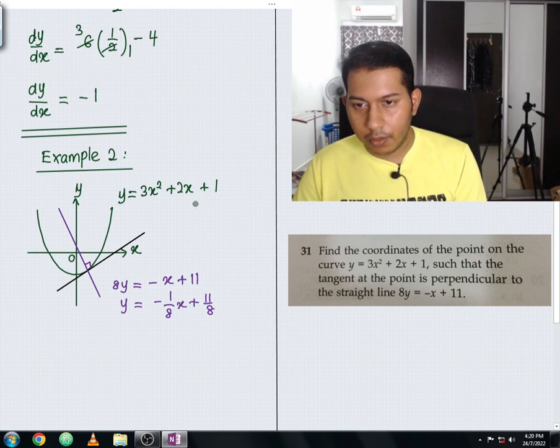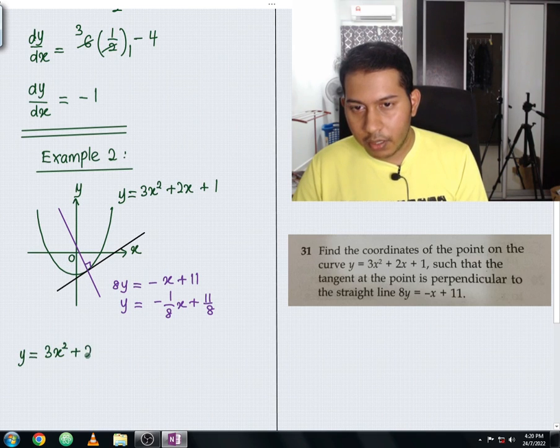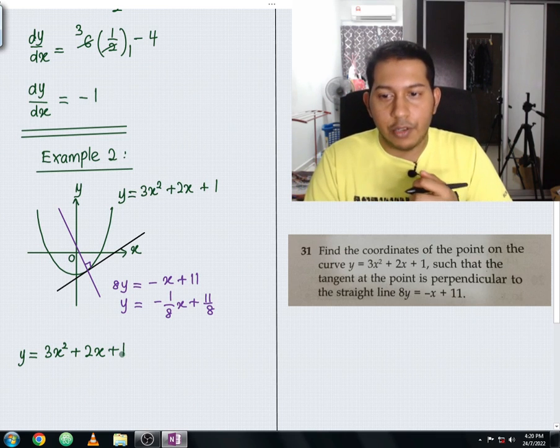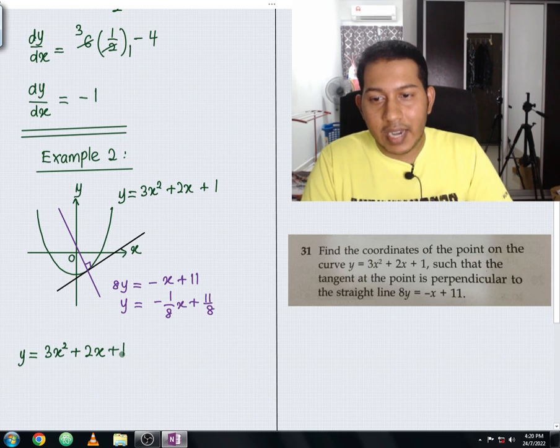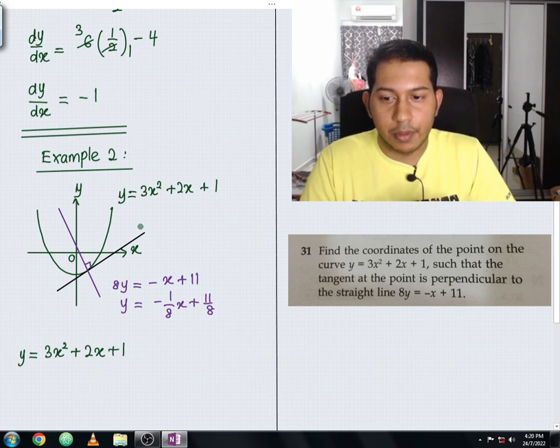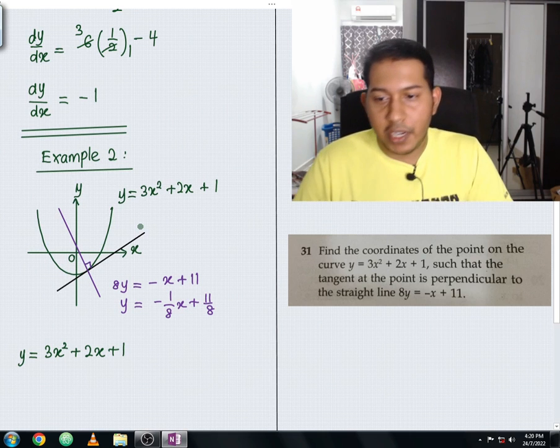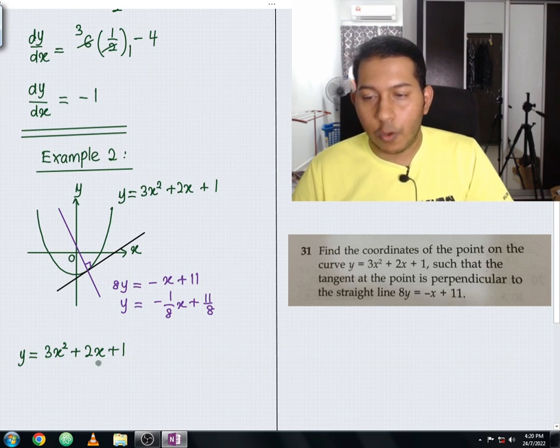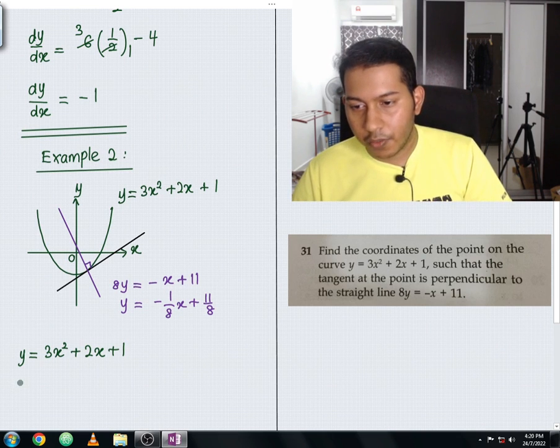So we write the equation of the curve here where y equals 3x squared plus 2x plus 1. The first step we need to do is find the gradient of the tangent. So how to find the gradient of the tangent? For that we need to differentiate this first. That will be our very first step. Differentiate y with respect to x. So for that it will be dy over dx.